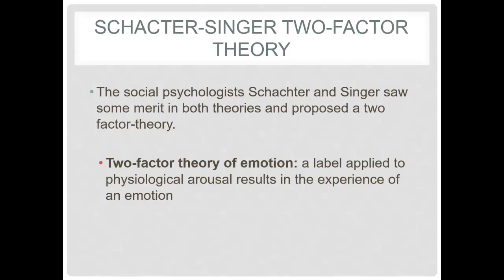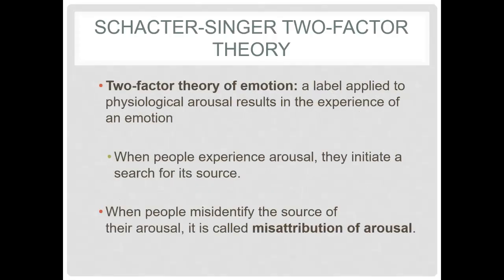Now, social psychologists Schachter and Singer saw some merit in both theories and proposed a two-factor theory. So their theory is called the two-factor theory of emotion. And this is a label applied to physiological arousal results in the experience of an emotion. So when people experience arousal, they initiate a search for its source.